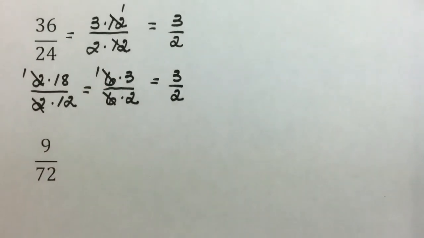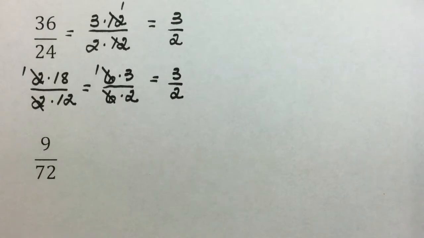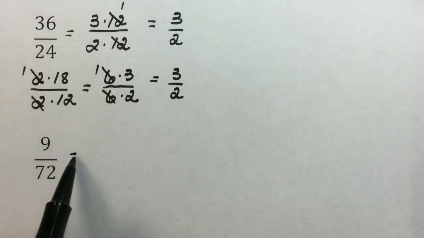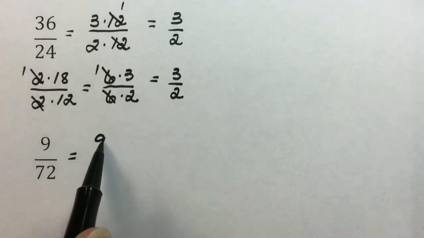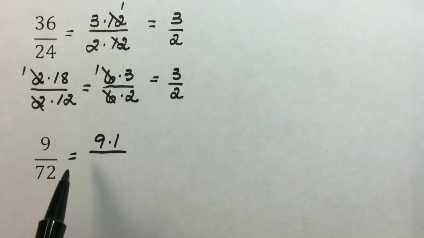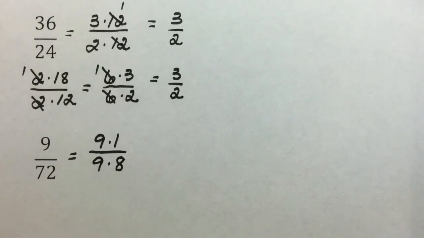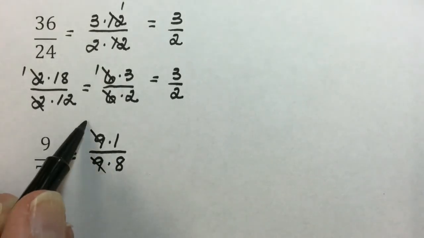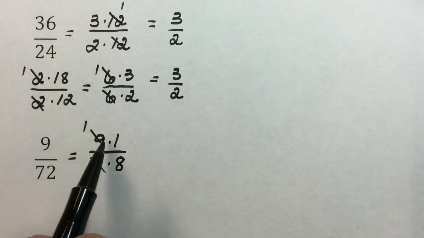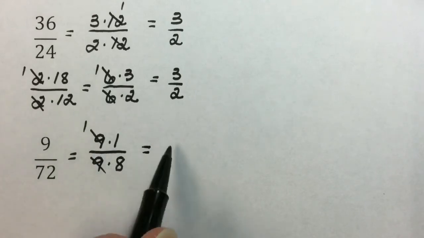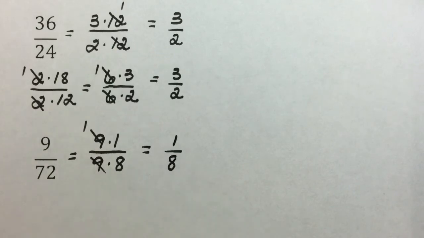In this last fraction, we can do our prime factorization, numerator and the denominator, or check to see if that numerator is a factor of the denominator, which in this case it is. 9 times 1 is our numerator, but 9 times 8 is the denominator. The 9/9 cancels out, leaving the 1 because of a common factor in the numerator and the denominator, leaving us with an equivalent reduced to lowest terms fraction of 1/8.